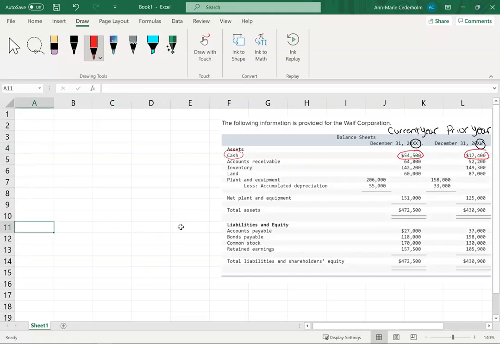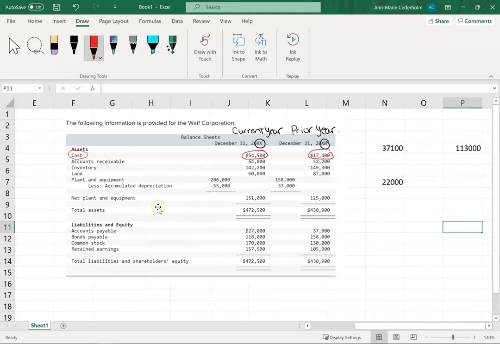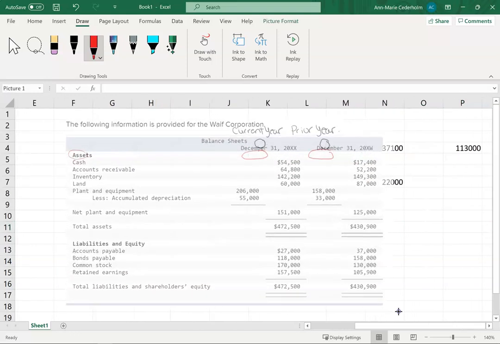Okay, here's the fun part. So before we do anything else on the cash flow statement, I'm going to make this just a tiny bit bigger.